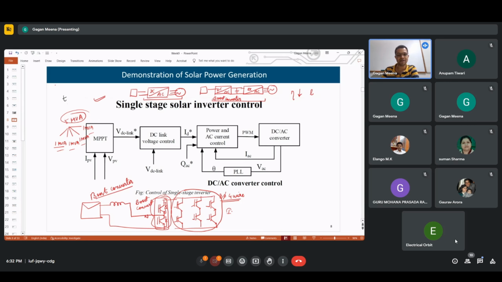Sir, for vehicle to grid, what is the main source at the charging station? It is the same AC supply which we get for industry or home. The same way we are getting it at the charging station.